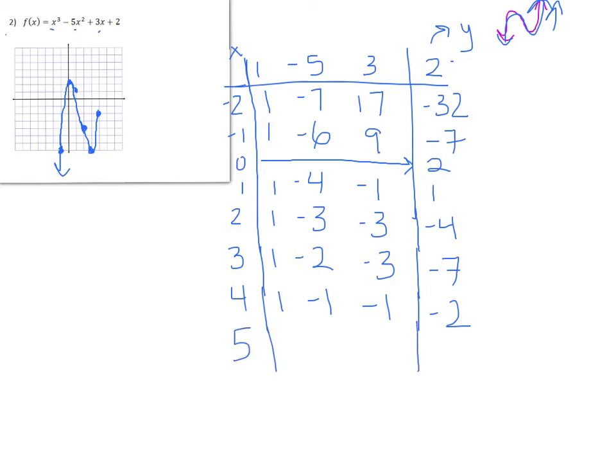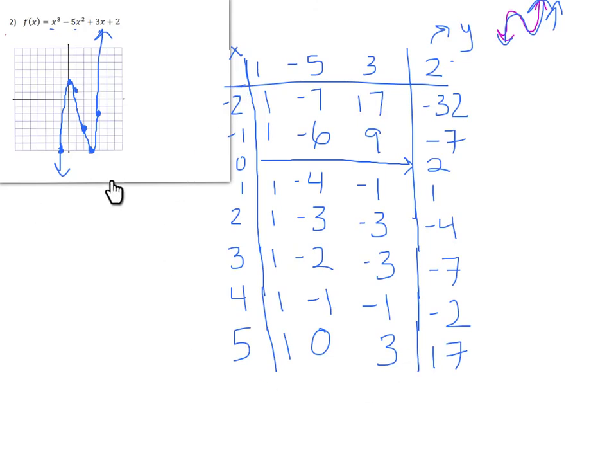So we're going to plug one more in of 5. So we're going to drop down the 1. 1 times 5 is 5, plus negative 5 is 0. 0 times 5 is 0, plus 3 is 3. 3 times 5 is 15, plus 2 is 17, and that goes way off the graph, so now we can just finish graphing it by extending it upwards. So we made the table of values, and here is also our graph.